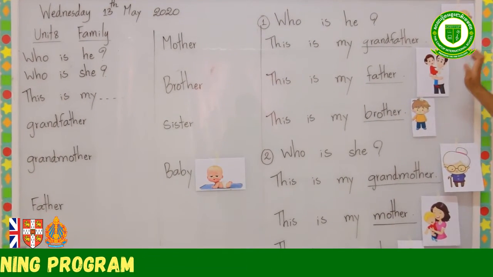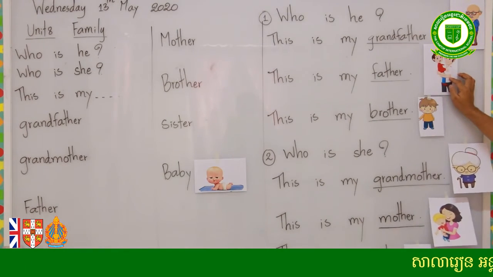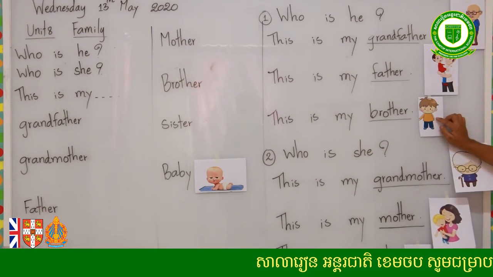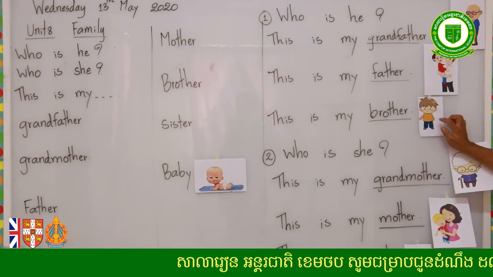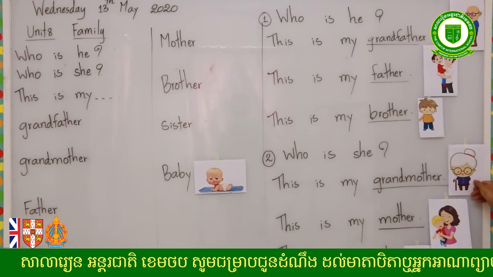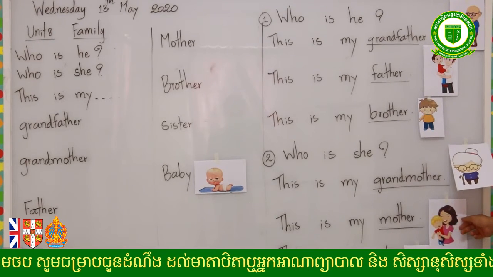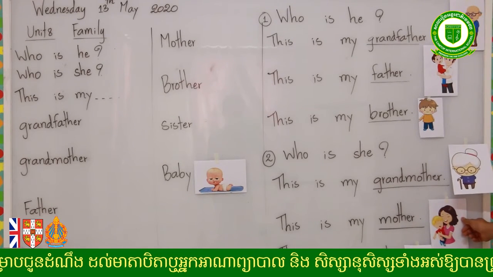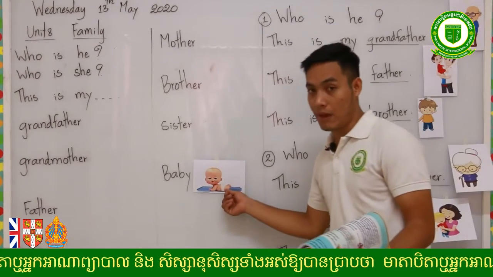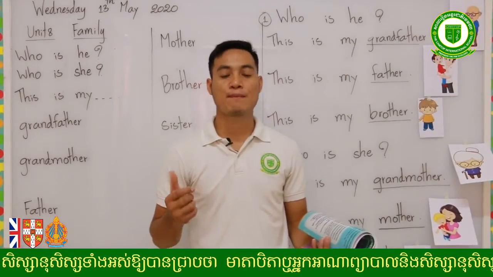grandfather, you have learned about father, you have learned about brother, you have learned about grandmother, about mother, about sister, and about baby. Okay, so these are the words that relate to family members.